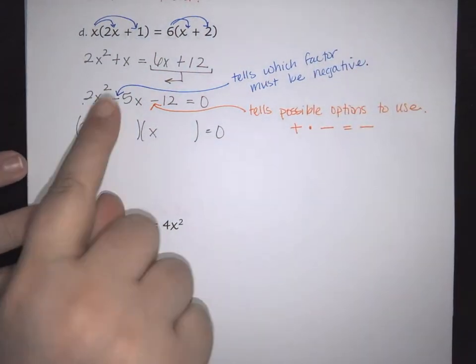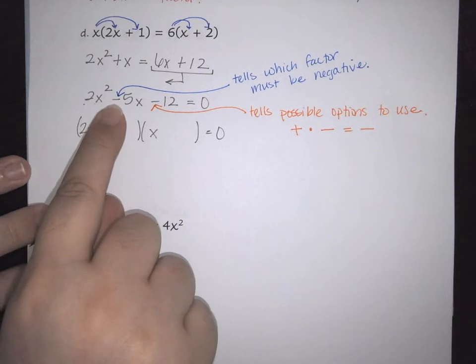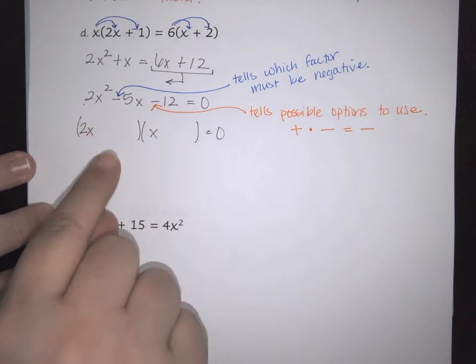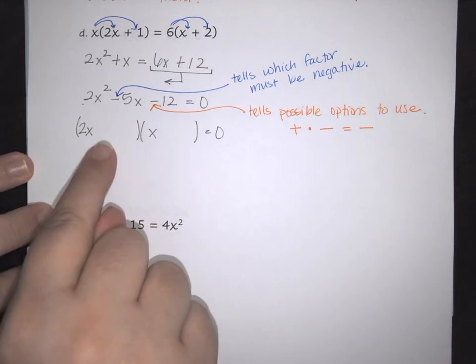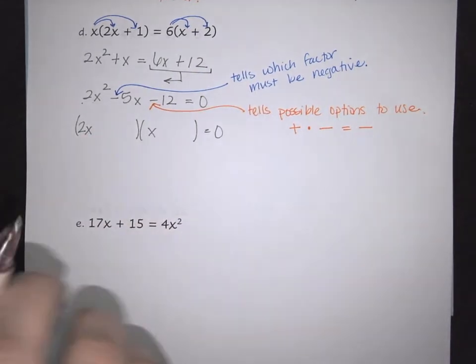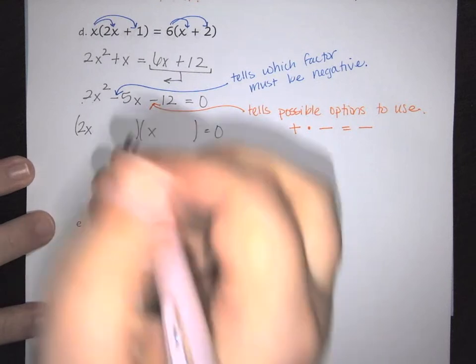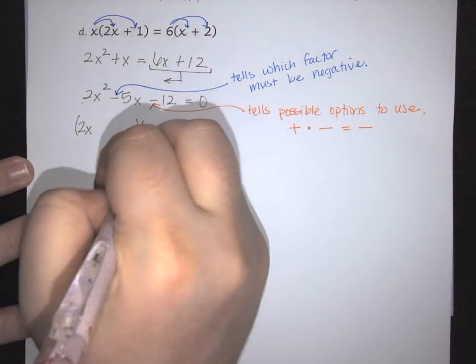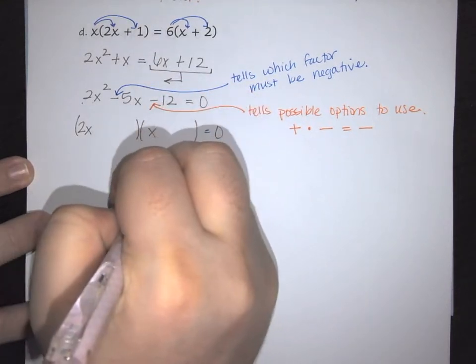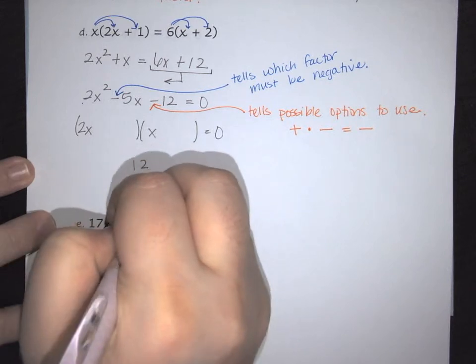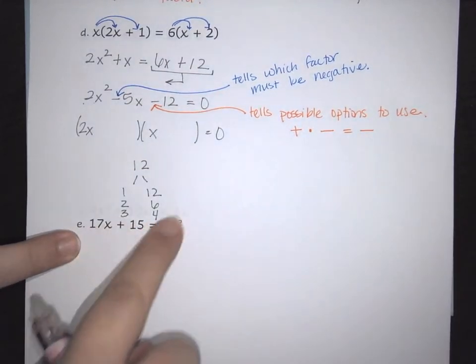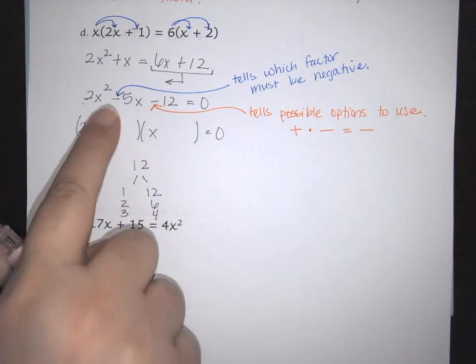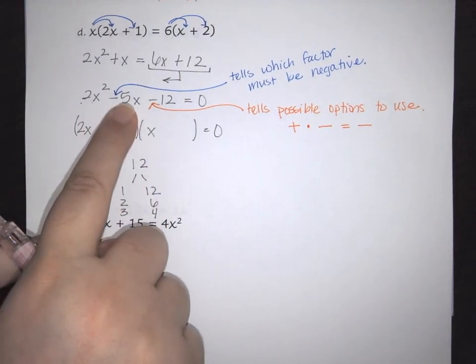So here, because this middle term is negative, it means the bigger factor is negative. And so here, I have to figure out which one of these factors it's going to be. Now the last thing I have to look at is my 12, so I need factors of 12. That's 1 and 12, 2 and 6, and 3 and 4. And I need to know which of these factors, when combined, is going to give me 5 as a result.